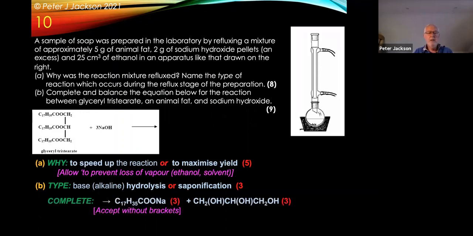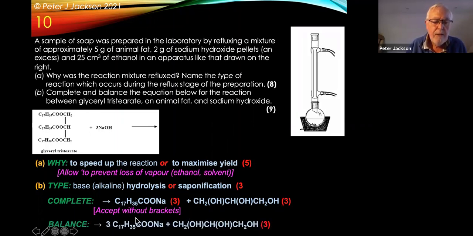And complete the equation, it's C17H35COONa and CH3, or well, you can write the equation. It has to be structural, so you can actually draw the structure, or you can write it as CH2OH, CHOH, CH2OH. That gets you 3 marks. And balancing it, putting the 3 in front of the sodium ethanoate, or the soap, gets you the next 3 marks.